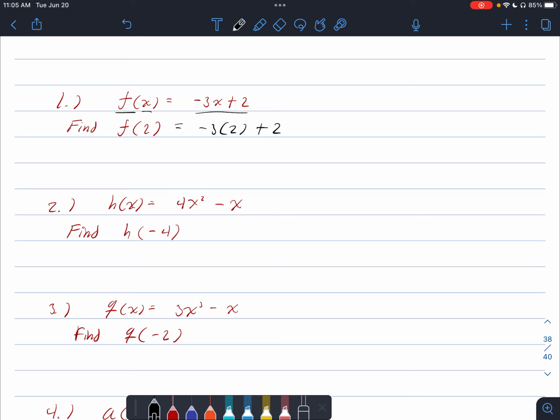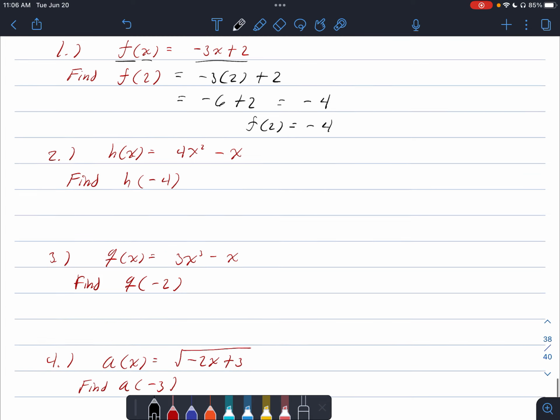Really all we're doing is anywhere we see x in the expression on the right hand side, we're going to plug in 2. So we have negative 3 times 2 is negative 6, plus 2, or negative 4. So f of 2 is equal to negative 4. Very simple. For this particular function, we could plug in any value from the number line and we should be able to get some kind of output.